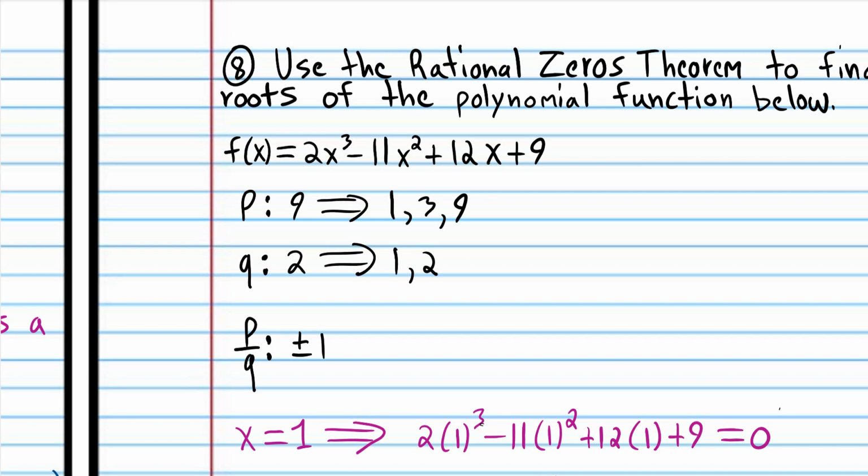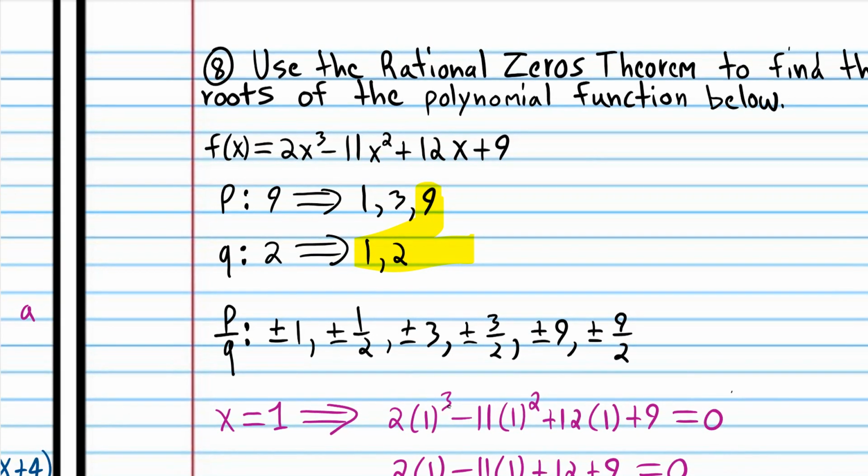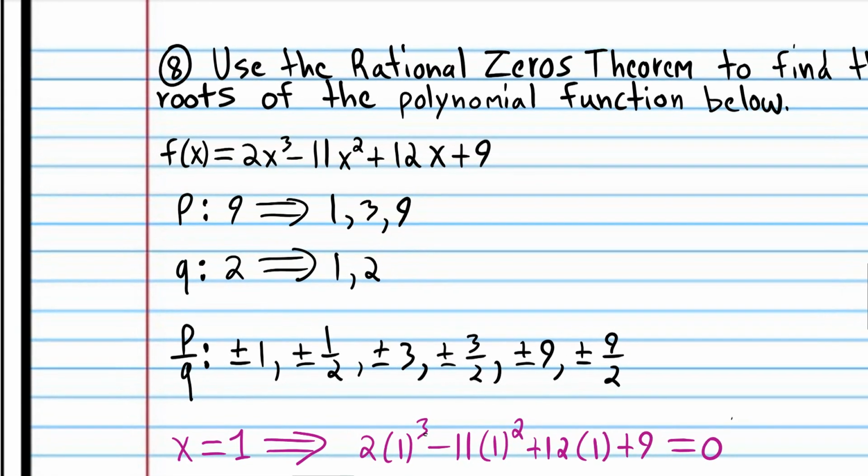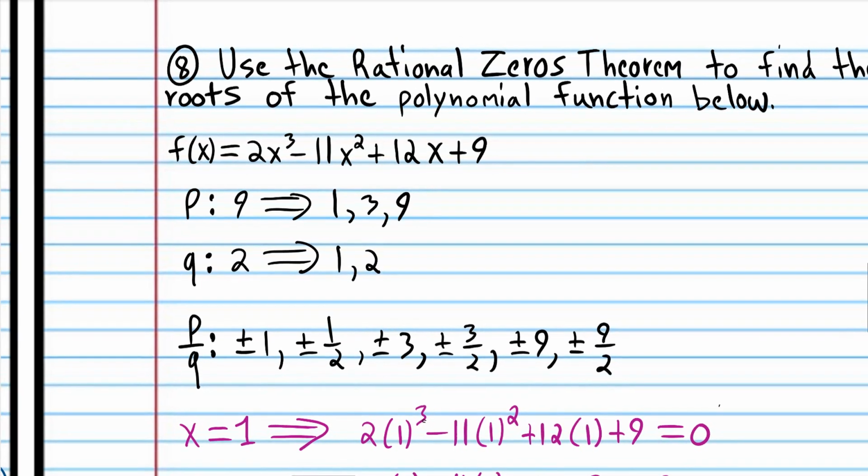So 1 divided by 1 is 1, 1 divided by 2 is 1/2. So we divided these. And then we're going to divide these. 3 divided by 1 is 3. And 3 divided by 2 is 3/2. And 9 divided by 1 is 9. And 9 divided by 2 is 9/2. So these are the potential rational zeros, or roots, or x-intercepts, whatever you want to call them.